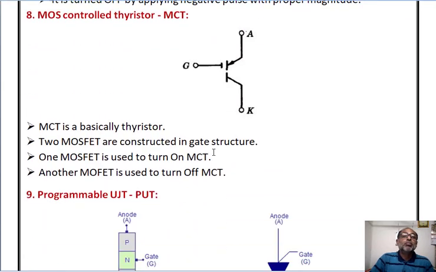Now next, MOS controlled thyristor, that means MCT. MCT is also basically a thyristor, but two MOSFETs are constructed in the gate structure. That is the main difference. Of these two, one MOSFET is used to turn on the MCT, and the other MOSFET is used to turn off the MCT.